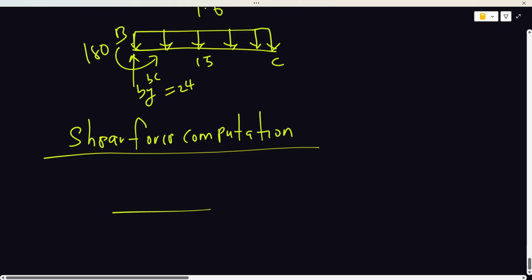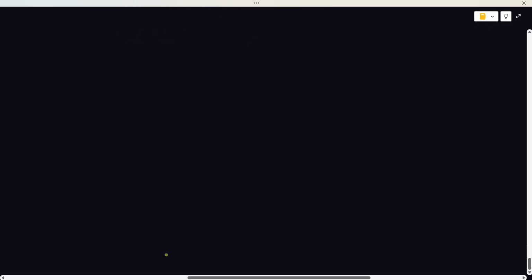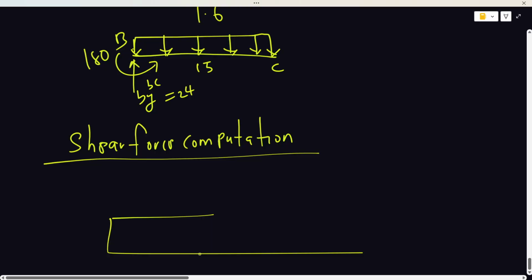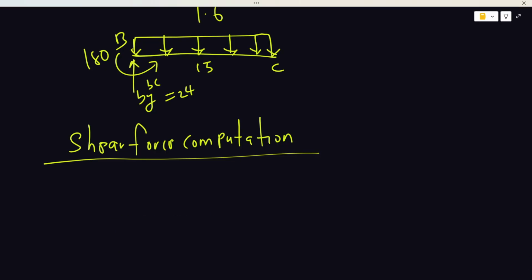Now, I love to cut my beam, so let's cut our beam. It shows the lecturer you know what you are doing. Of course, this is a UDL, but let me represent my UDL in a much better way, but still cutting.